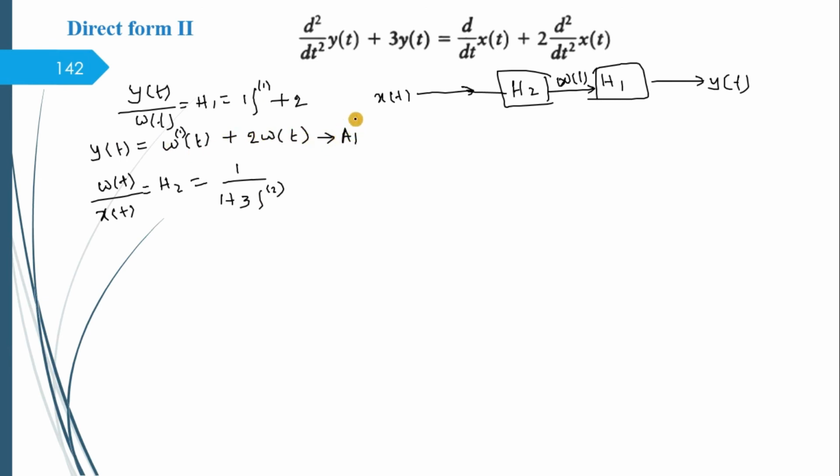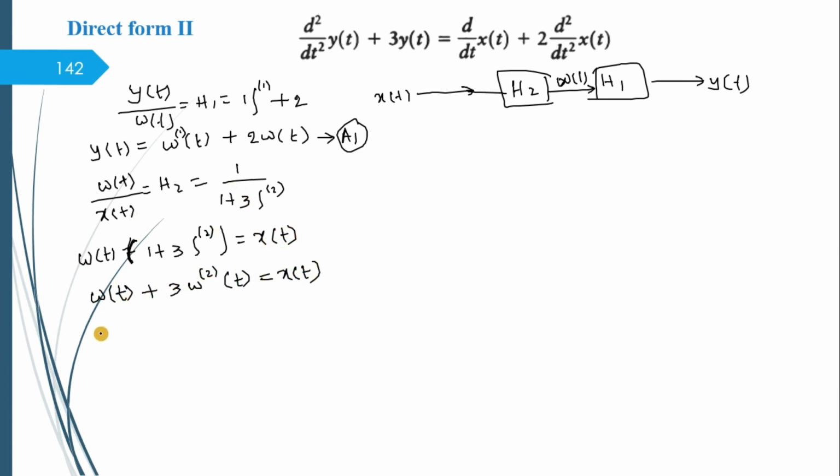I name it as a1, and here keep your w of t as it is. So here 1 plus 3 integration, double integration, is equal to, take x of t on this side. So you get w of t plus 3 into double integration of w of t is equal to x of t, and w of t is given by x of t, take this on the other side, 3 into integration of w of t. So with these, I build a direct form 2.